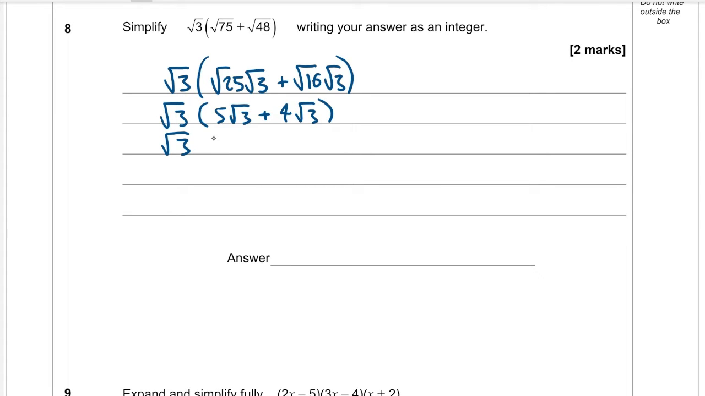So inside the bracket I have 9 root 3. So I need to just do 9 root 3 times 3. So I could write it like this, 9 root 3 times root 3. And root 3 times root 3 is 3, so this becomes 9 times 3, which is 27.